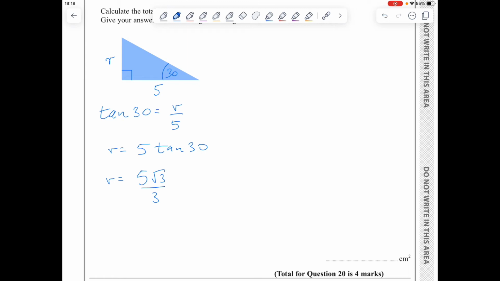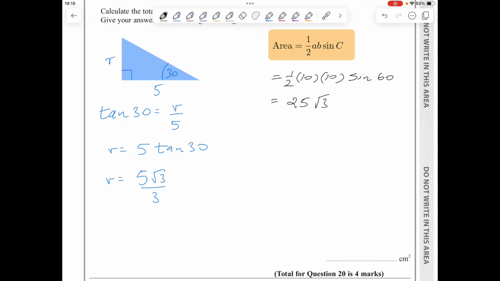Now that I know the radius, I can find the area of triangle ABC and then subtract the area of the circle to find the shaded area. The area of triangle ABC can be found using the following formula. So I get 1 over 2 times 10 times 10 times sine of 60. This gives me 25 square root of 3.